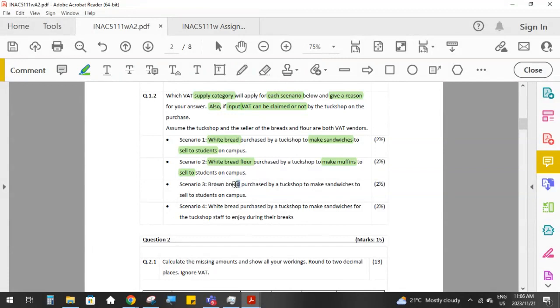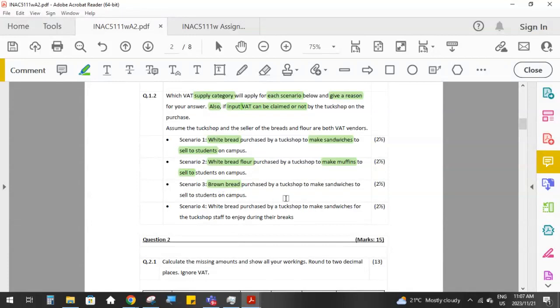Scenario 3, brown bread purchased by the tuck shop. So first of all, straight up, what VAT supply category? Brown bread is, again, automatically, a zero rated item. So again, automatically, can input VAT be claimed or not? No, input VAT can't be claimed because it's a zero rated item. The business didn't pay any VAT, so therefore there is no VAT to claim.